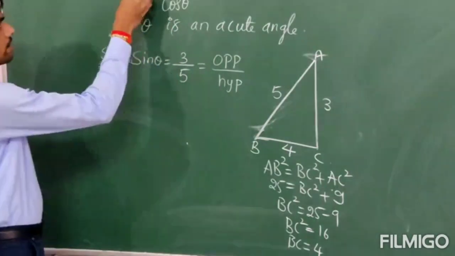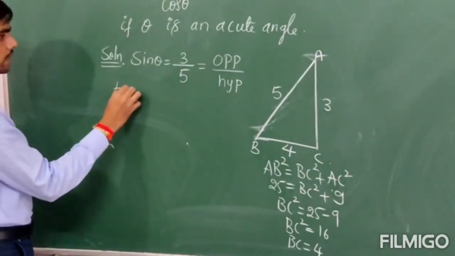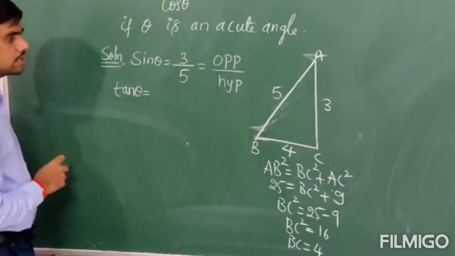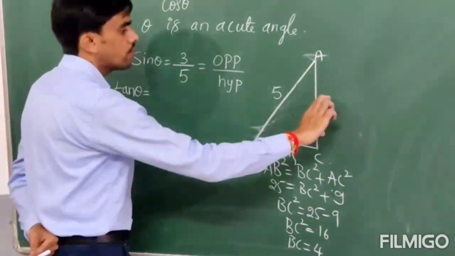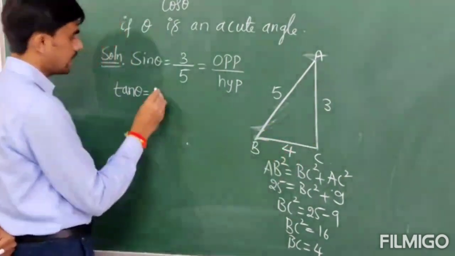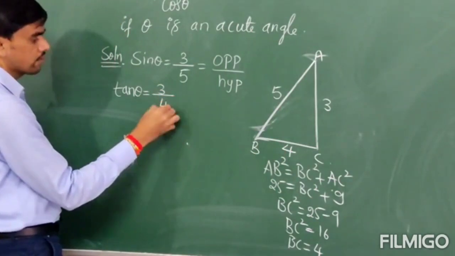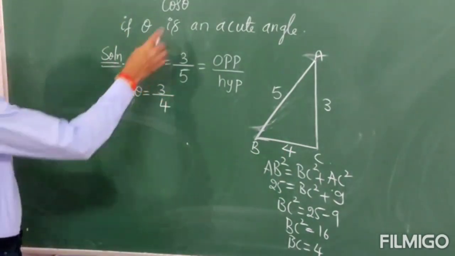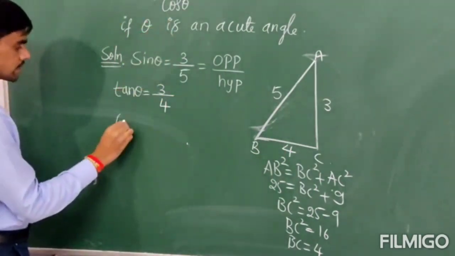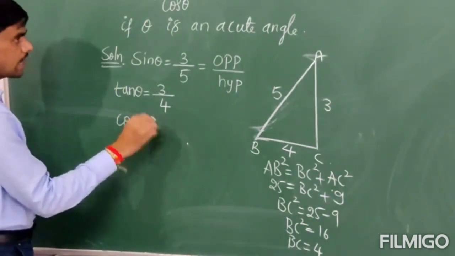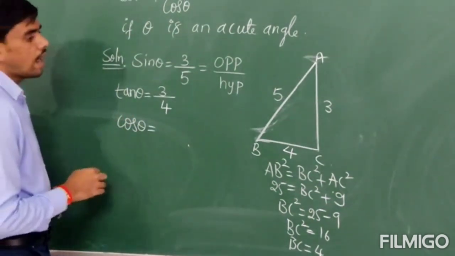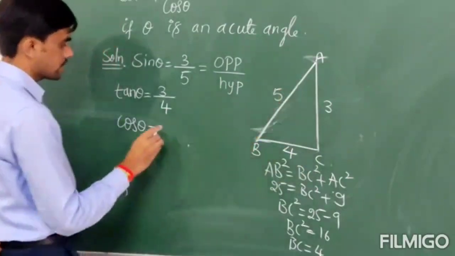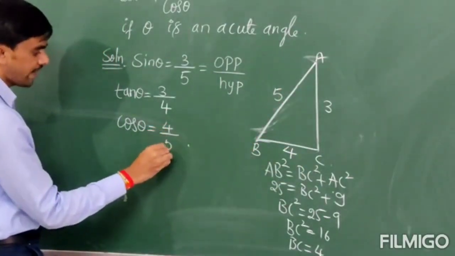So next we have to write the value of tan theta. Tan theta means opposite by adjacent. That is 3 by 4. Next we have to write the value of cos theta. Cos theta is adjacent by hypotenuse. That is 4 by 5.